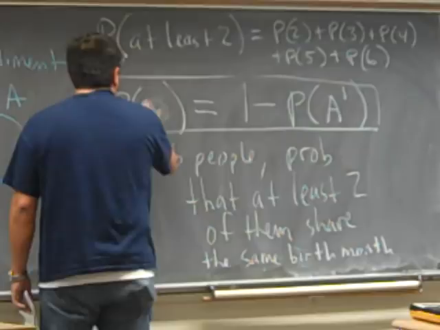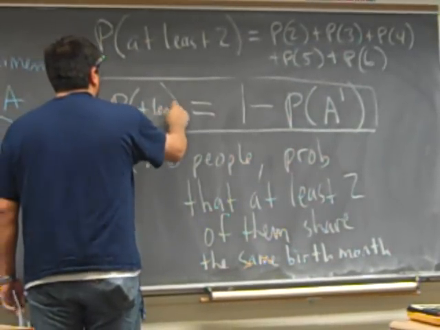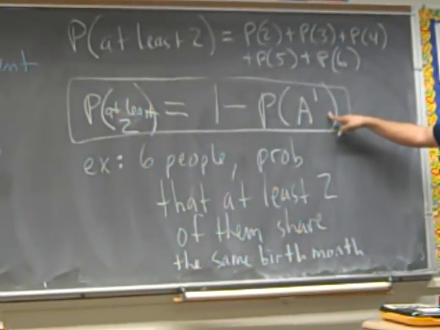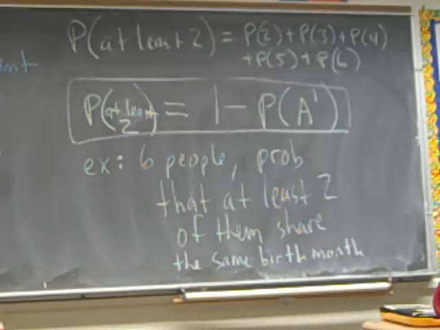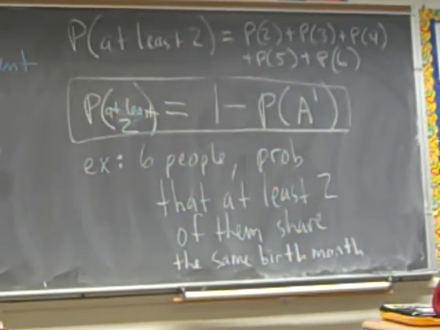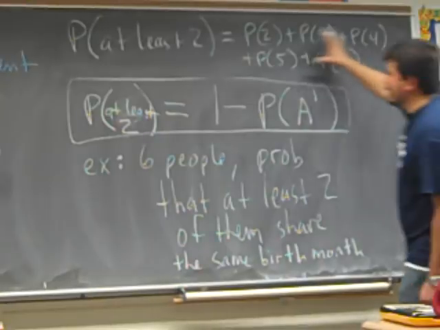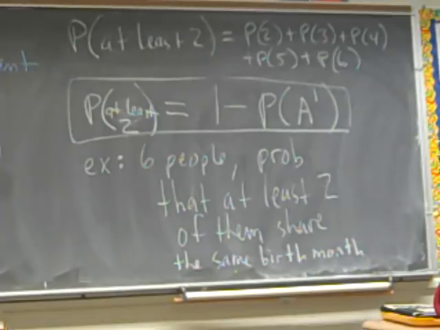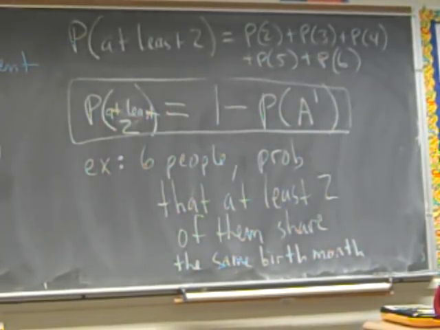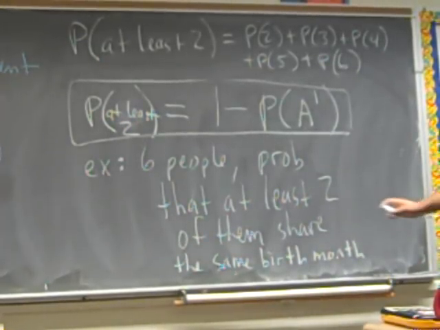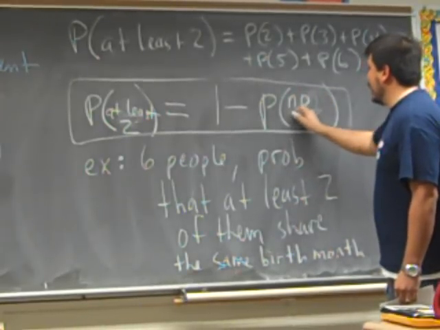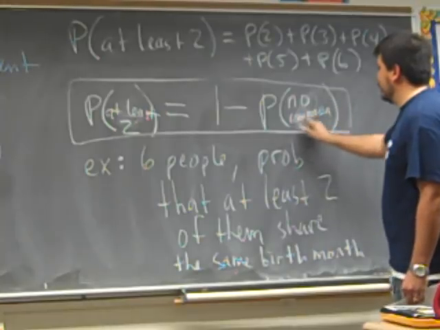So maybe we can rewrite this like this. The probability of at least 2 can be rewritten as 1 minus the probability of the complement of at least 2. Or think of it as the opposite of at least 2. Less than 2. So pretty much, this is the entire sample space. The only event that we're missing is what? Well, one person really can't share a birthday, so it's really just no people sharing a birth month. Does that make sense? So this would be 1 minus the probability of no common birth months.